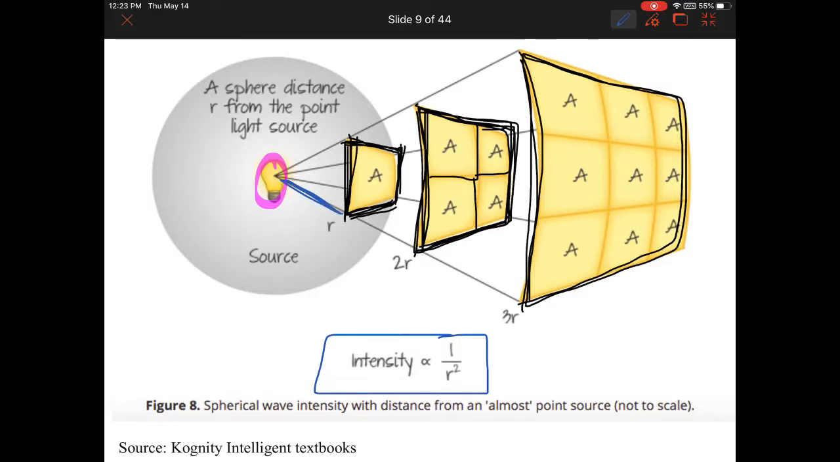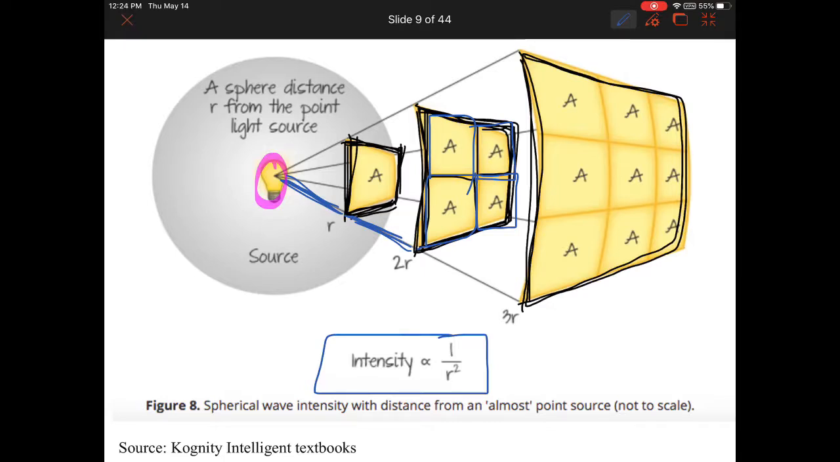So this is my radius. You could also think about it as distance. As I increase distance, you can see that the intensity is sort of dissipating. It's sort of fading away. When I double my radius, look at the area. Doubling my radius actually quadruples the area.